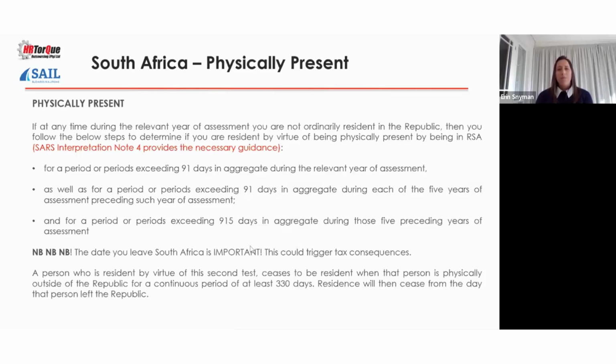So the first step in order to meet this test is, were you in South Africa for more than 91 days during the tax year that you are assessing? Were you also in South Africa for more than 91 days in each of the previous 5 tax years of assessment? And then looking back at those 5 years of assessment, were you in total in those previous 5 years in South Africa for more than 915 days? Now, for this test, you've got to tick box 1, box 2, and box 3 for you to then be physically present.